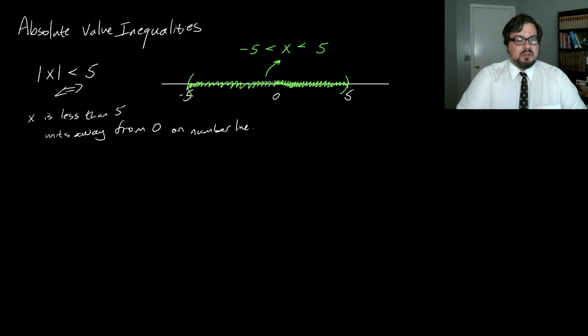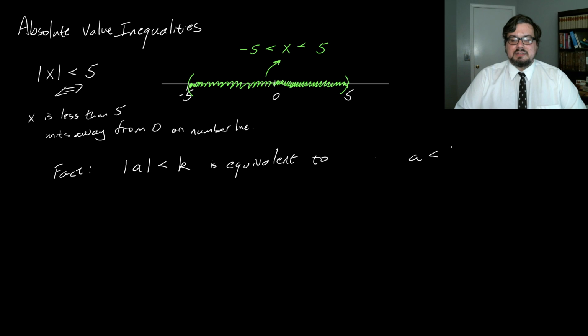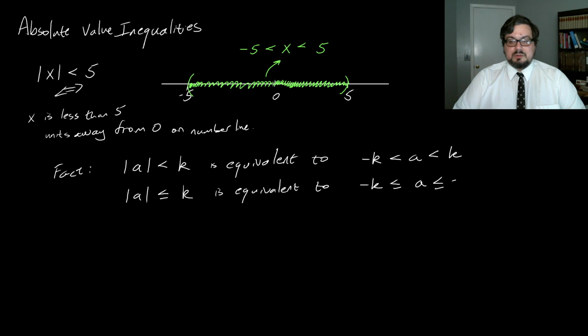So the fact that we're going to use to solve these kinds of problems is the following. The absolute value of a is less than k is equivalent to writing a is less than k and greater than -k. And if we have a weak inequality, if the absolute value of a is less than or equal to k, this is equivalent to -k is less than or equal to a is less than or equal to k.